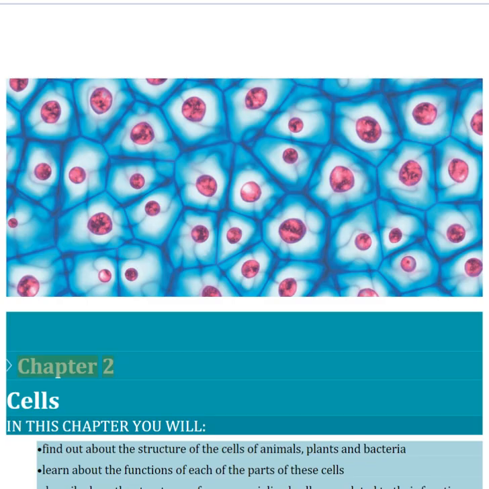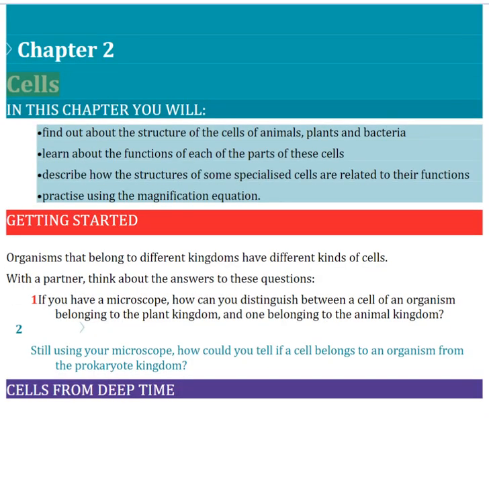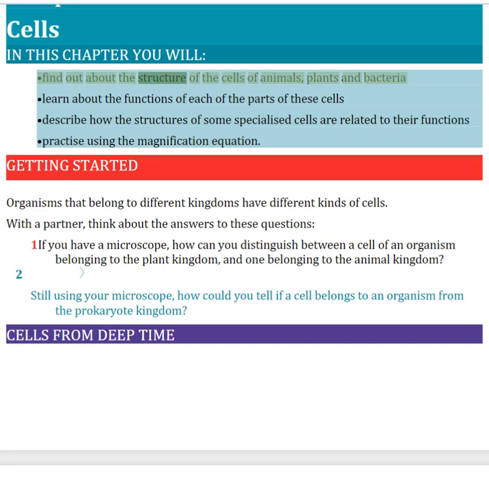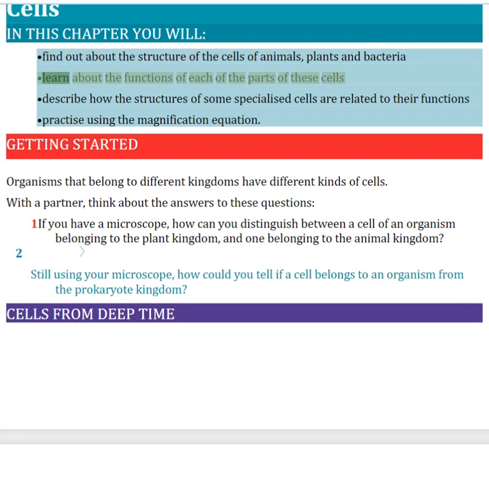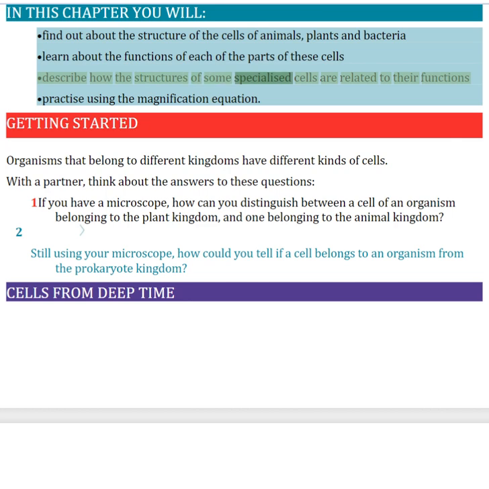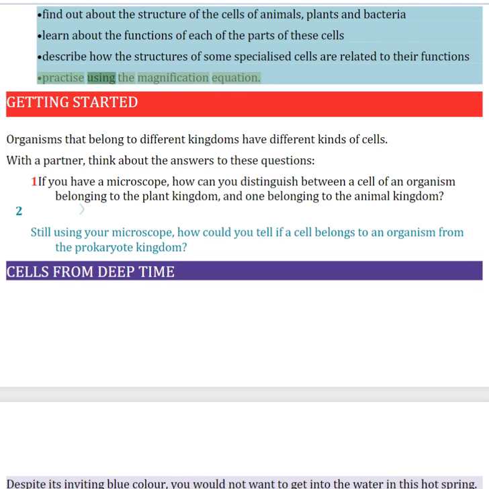Chapter 2: Cells. In this chapter you will find out about the structure of the cells of animals, plants and bacteria. Learn about the functions of each of the parts of these cells. Describe how the structures of some specialized cells are related to their functions. Practice using the magnification equation.